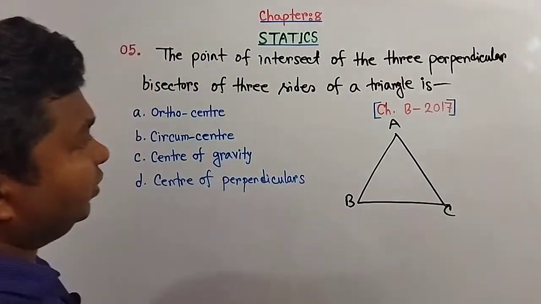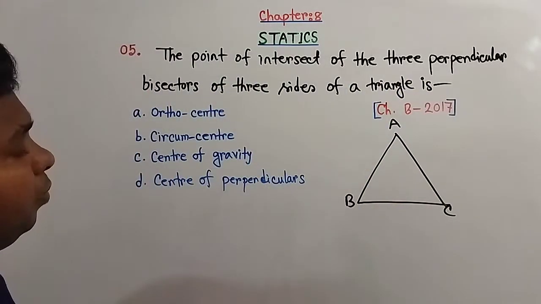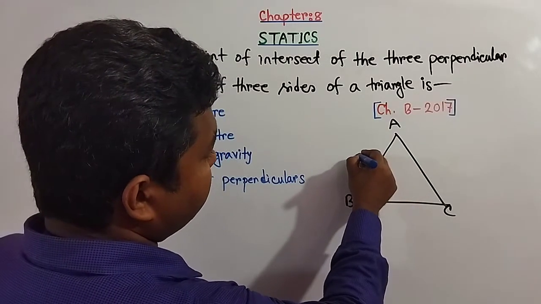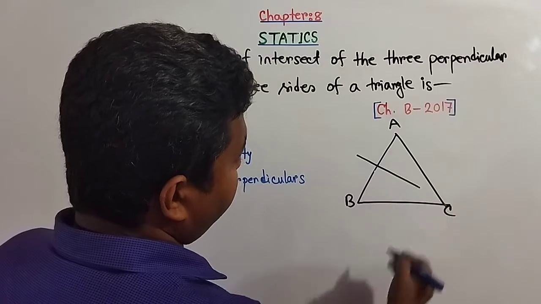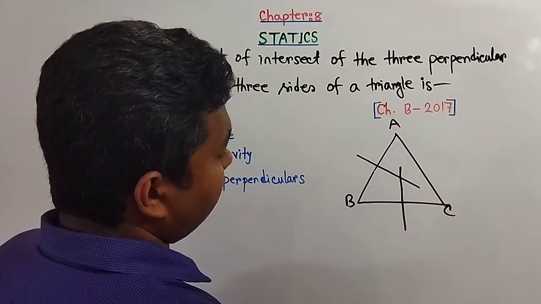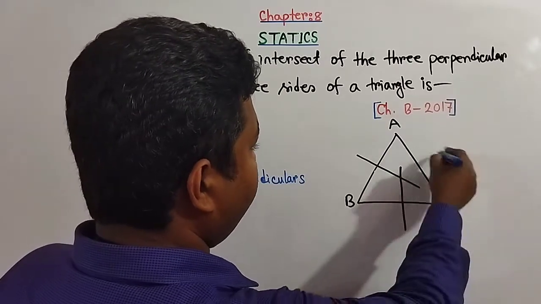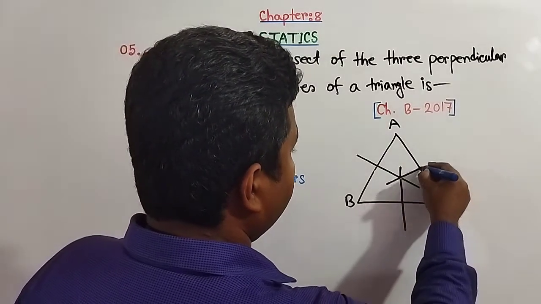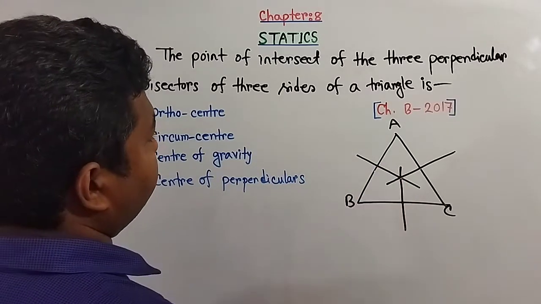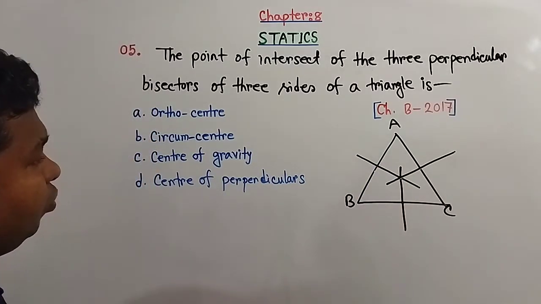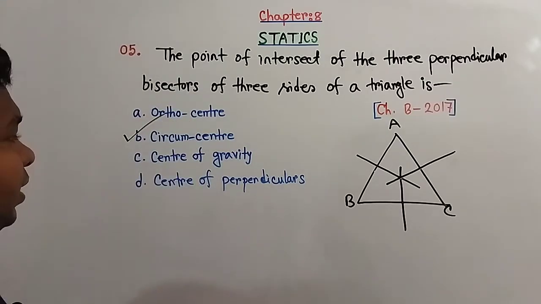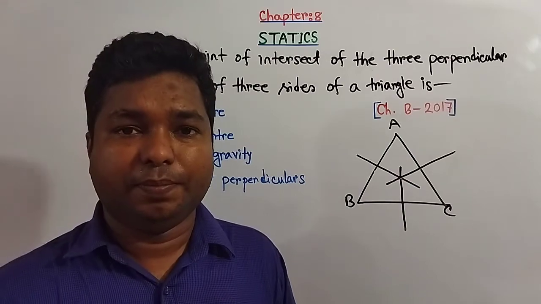Now the three perpendicular bisectors of the three sides: let the bisector of AB be this one, the perpendicular bisector of BC this one, and the perpendicular bisector of AC this one. Here all the bisectors intersect at a point, and this point is called the circumcenter. So our answer is option B, circumcenter.